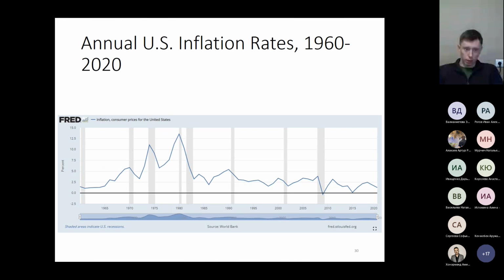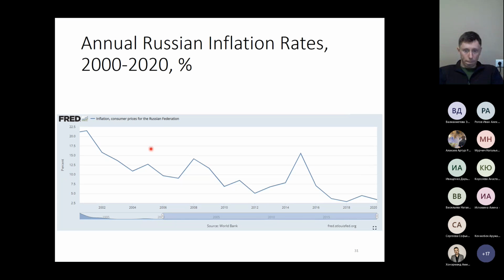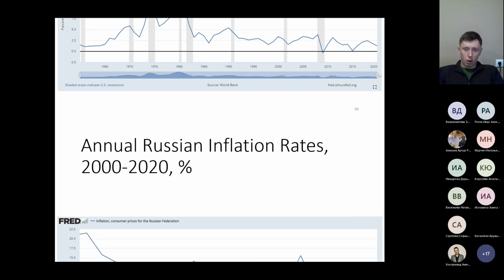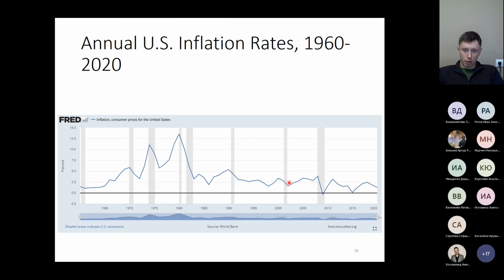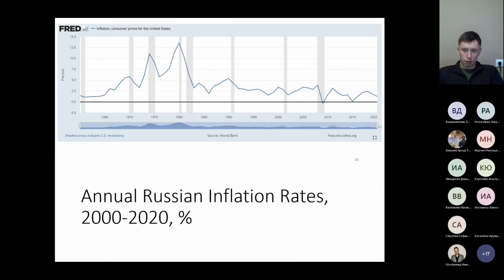So here we have inflation in the US. You see there were some periods when it was quite high, particularly during the 80s, 70s. But now it is more or less stable around 2.5%.